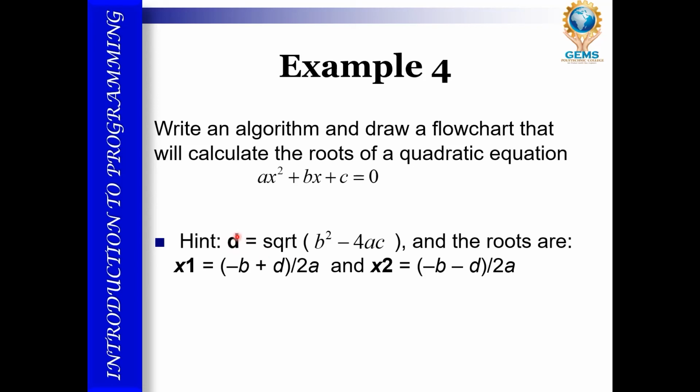Dear students, here d is what is called? Discriminant. This is called discriminant, the square root of b square minus 4ac. So this is the way to calculate the root of our quadratic equation, and the roots are x1 equal to minus b plus d divided by 2a. This is the formula. You must know this formula, then you are able to calculate the root of a quadratic equation. I hope you know this formula.